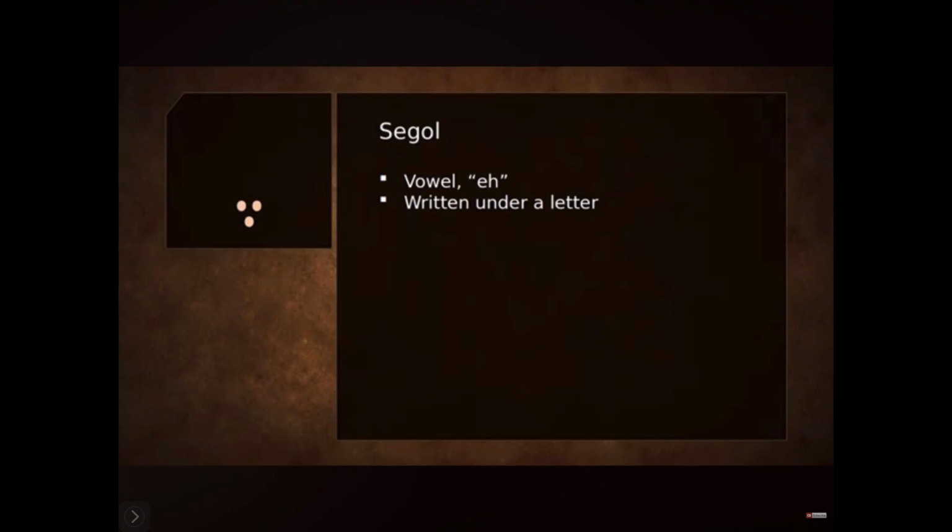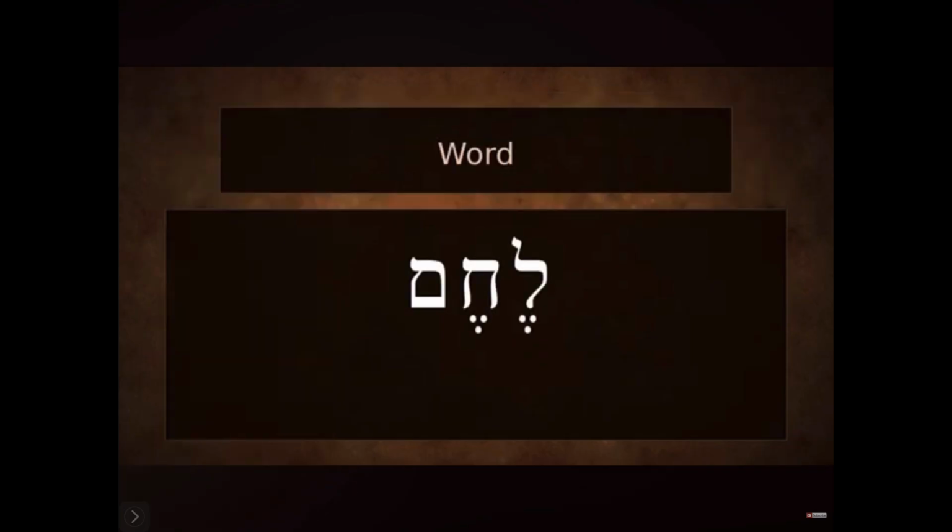This vowel is the segol. It makes the sound eh, as in the word get. It is written underneath of a letter. And here is our next word. This is a lamed with a segol, then a chet with a segol, and at the end is a final mem. Why is it a final mem? Because it's the last letter in the word.